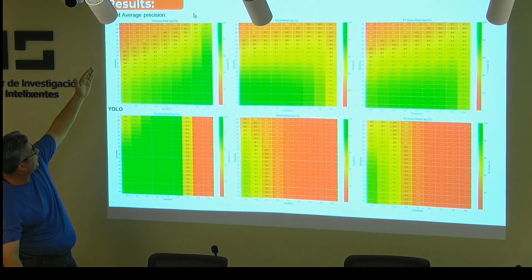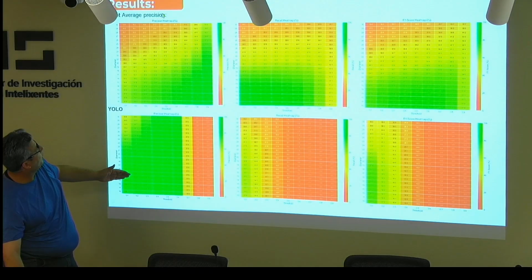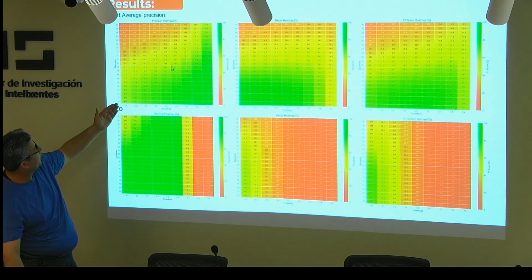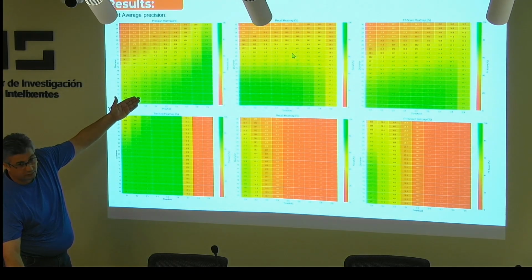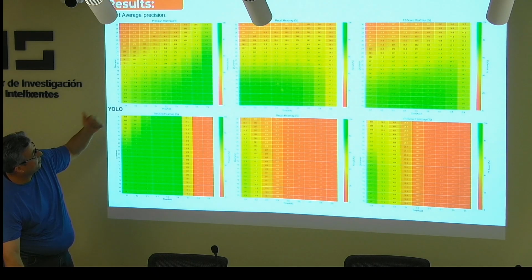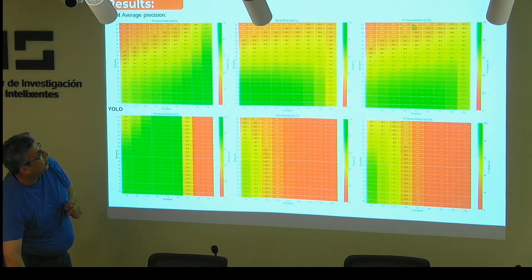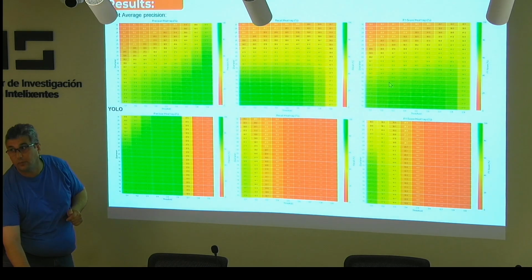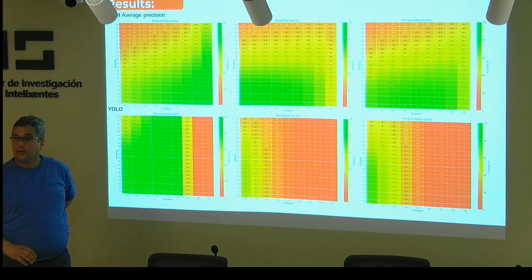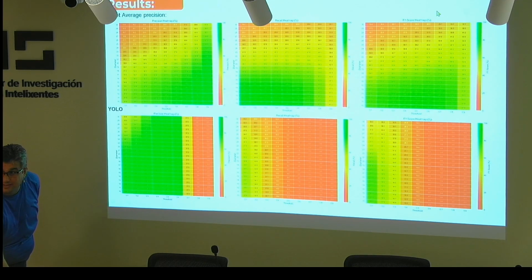This is the precision for YOLO and for U-Net. This is the recall, the evaluation for U-Net, and this is for YOLO, and this is the F score, which explains why we prefer the U-Net model: there's a balance between the recall and the precision.